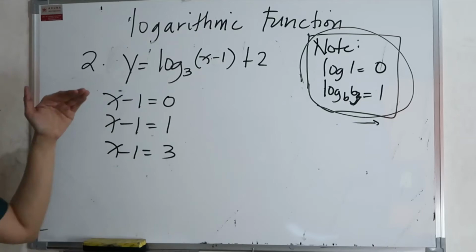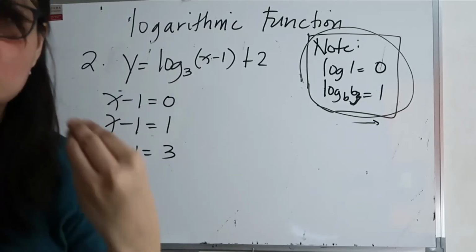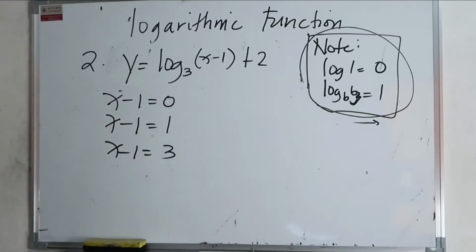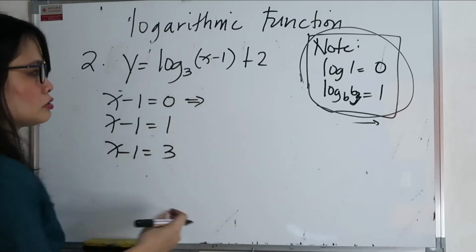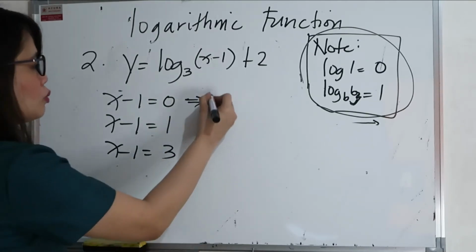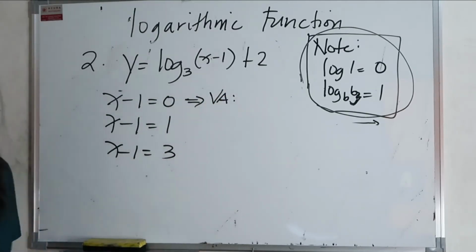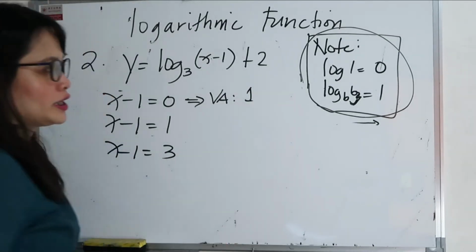Why do we need to equate it to 0? To determine the vertical asymptote. So in here, what is your vertical asymptote? 1. So the vertical asymptote is 1.